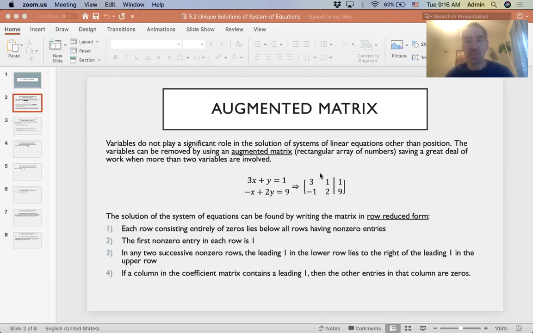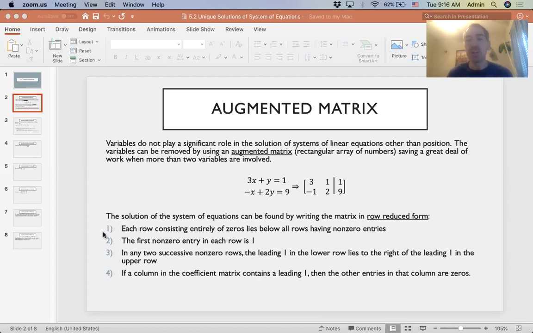Okay, so now we can take this matrix, we've thrown away the variables, and we can solve this matrix by putting it in row-reduced form. Now, there are 4 requirements for a matrix to be considered to be in row-reduced form. And let's go over these 4 requirements. Number 1, each row consisting entirely of zeros lies below all rows having non-zero entries.